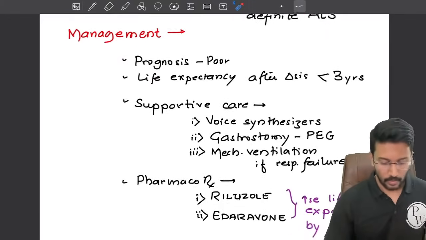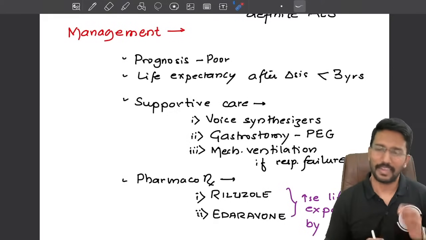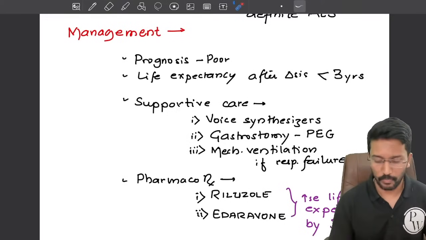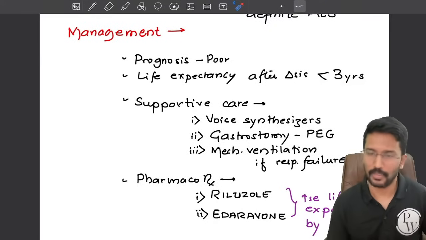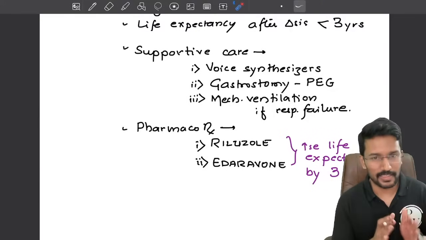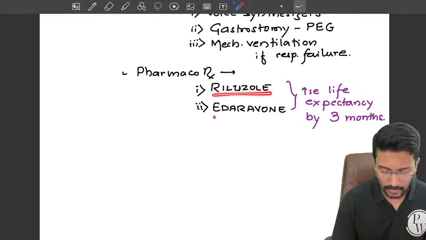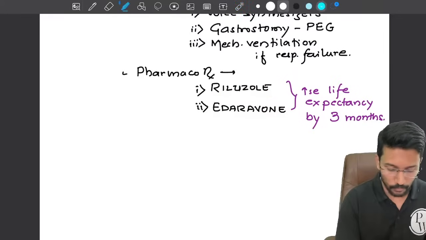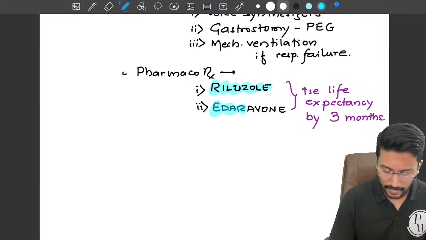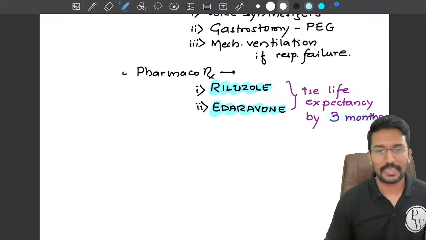Okay. Now finally coming to the management of amyotrophic lateral sclerosis, this is one of the really terrible diseases. Most of the patients will not be able to survive for more than 3 years after the diagnosis. The best outcome is possible when we give them good supportive care, but there are 2 drugs available. One of them is riluzole and the other one is edaravone. Riluzole and edaravone, both of them increase life expectancy by around 3 months.